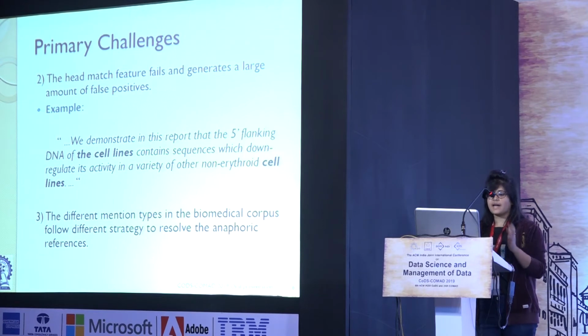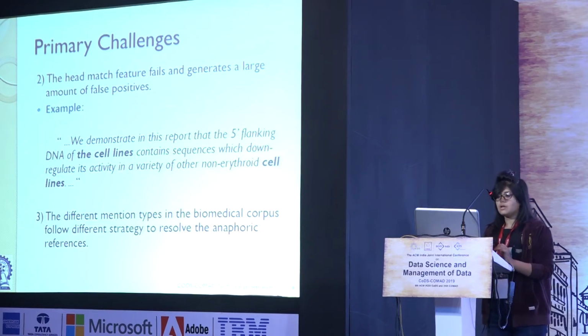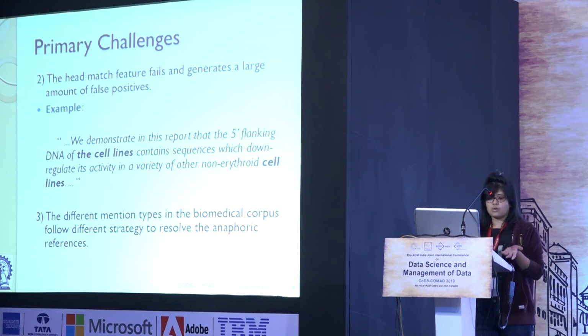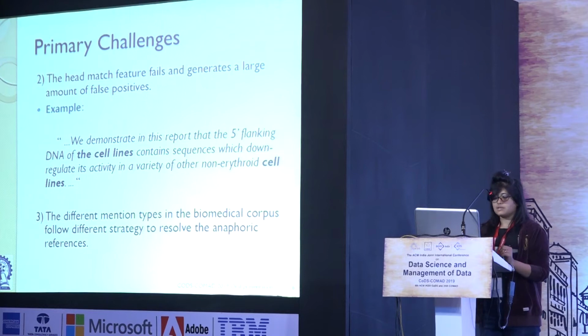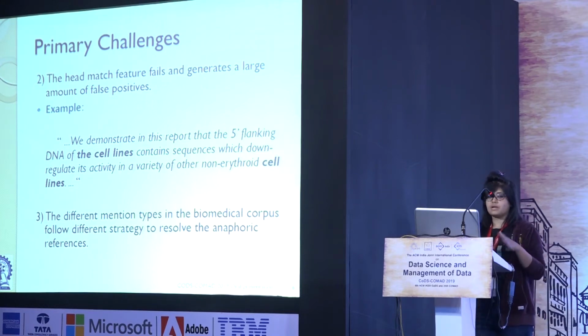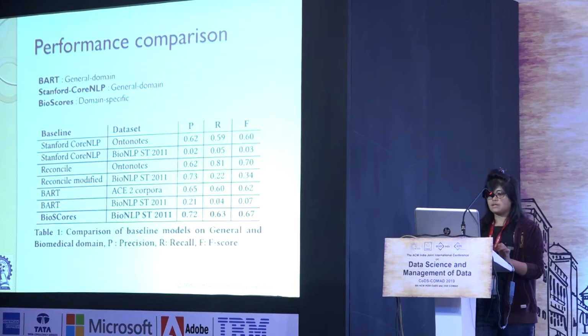Next is the head match feature. It fails and generates a large number of false positives. Here you can see the cell lines in the first part and the last "non-erythroid cell lines" are completely different. But since the head noun "cell lines" matches, it gets a false positive. Another challenge is that different mentions in a biomedical corpus, like different noun phrases, follow different strategies to resolve. I am coming to exactly how we have dealt with that.